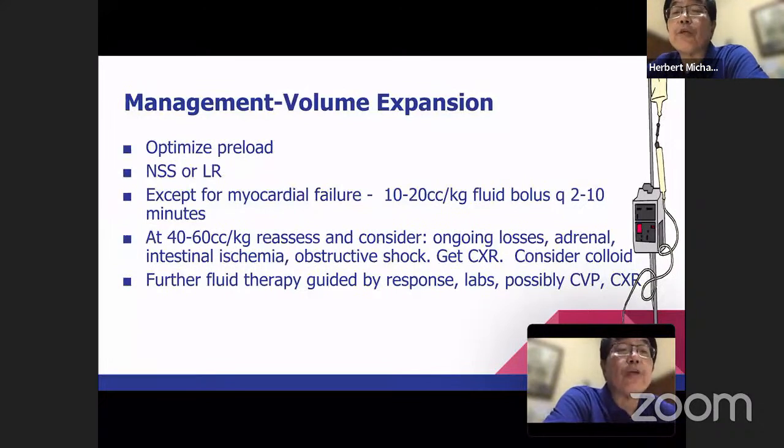Are you dealing with obstructive shock? You may want to do a chest x-ray. And if after everything, your patient still is not improving, then you may consider to give a colloid. No, but be very careful with colloids, because in patients with renal failure, giving colloids is not helpful. And then further fluid therapy should be guided by the response. By this time, you can do your laboratories and possibly insert the CVP and again, look at your chest x-ray.